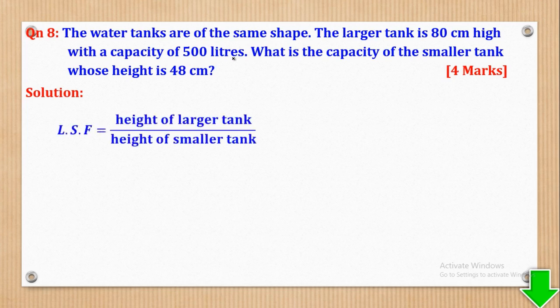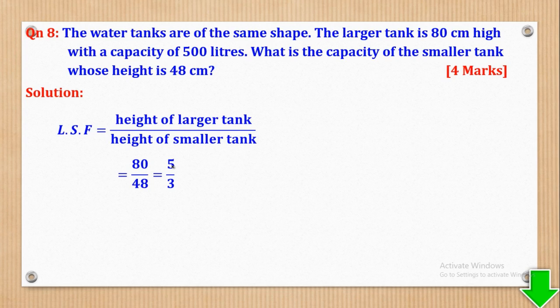So because they are similar, the first thing to do is to get the linear scale factor. Now linear scale factor is equal to height of the larger tank over height of the smaller tank. So the height of the larger tank was 80 and the height of the smaller tank was 48. So when I divide, I'll come up with 5 over 3. So when I use decimals, it will have many decimal places. That's why I leave it in fraction form. It is better to leave it in fraction form.